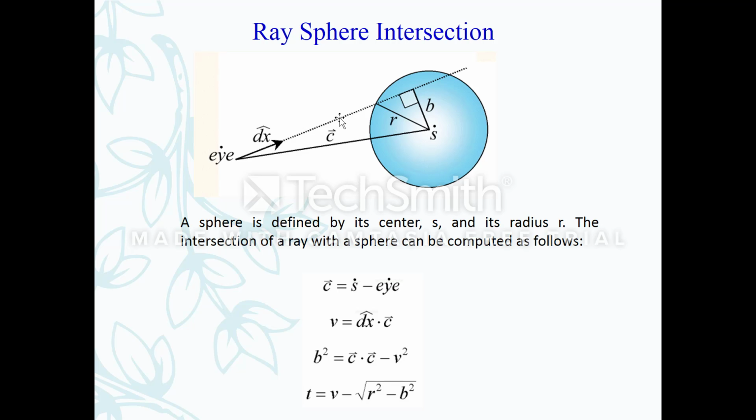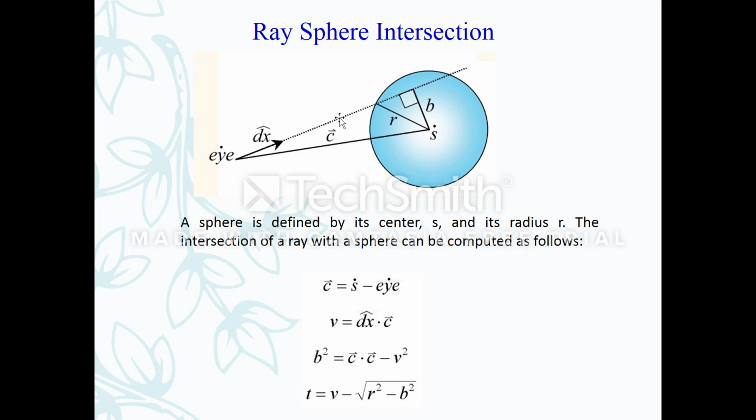As I said, in this figure, the sphere is defined by its center S and its radius r. The intersection of a ray with a sphere can be computed as follows. I is the viewpoint. Dx is the direction of the ray. So C corresponds to S minus I. V is nothing but the view.